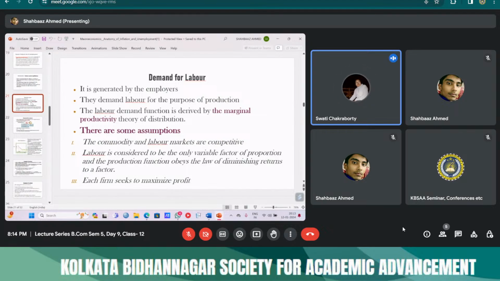When we study demand for labor, one, the commodity and labor markets are competitive. Second, labor is the only variable factor of production. The production function abides by the law of diminishing returns to factor, that is, marginal productivity of labor. And each firm aims to maximize profit.